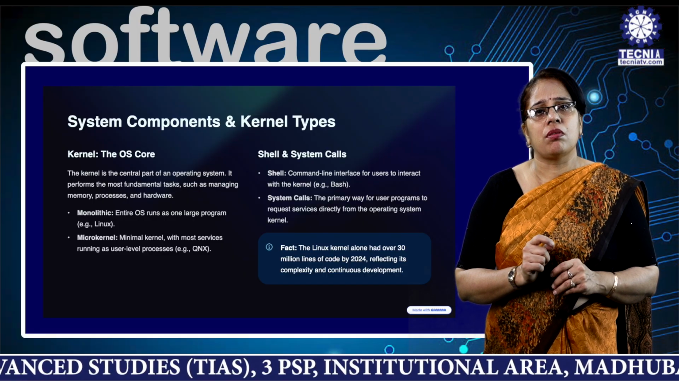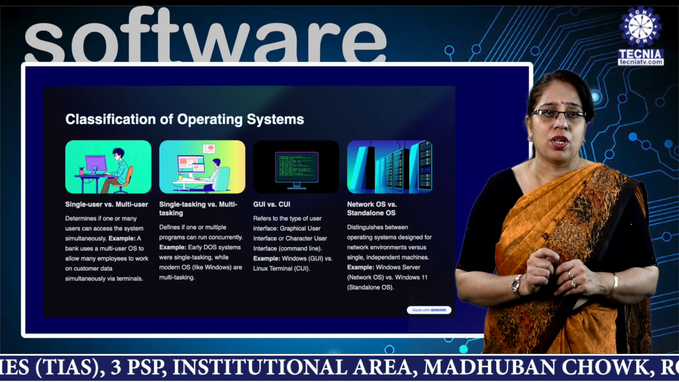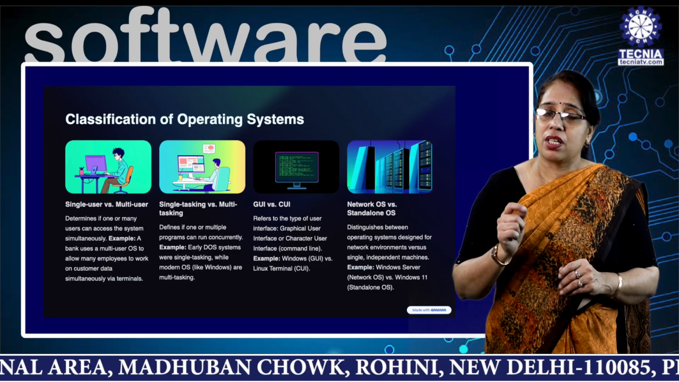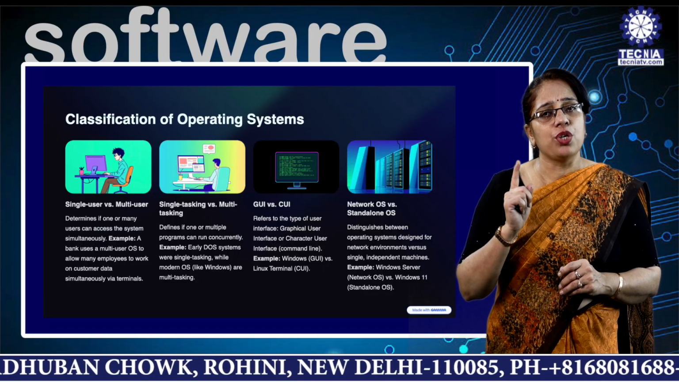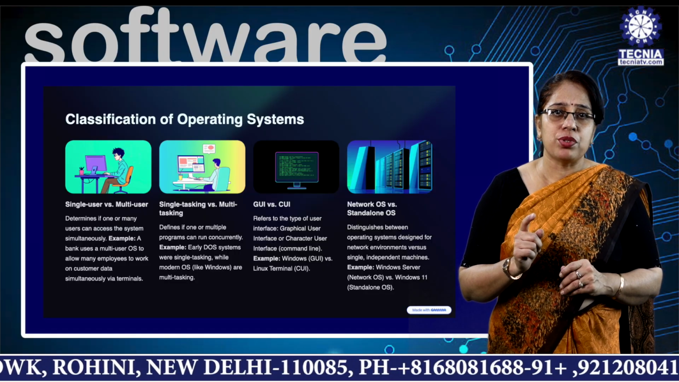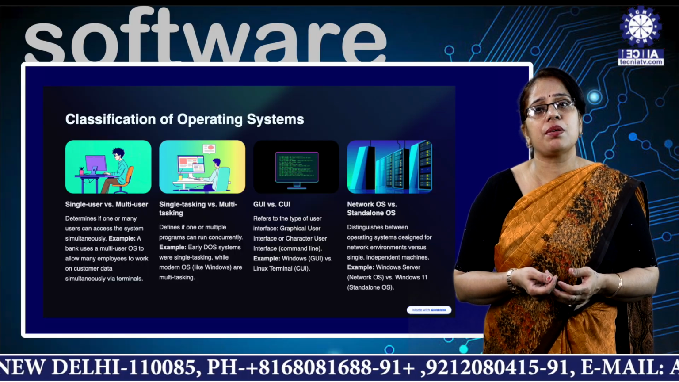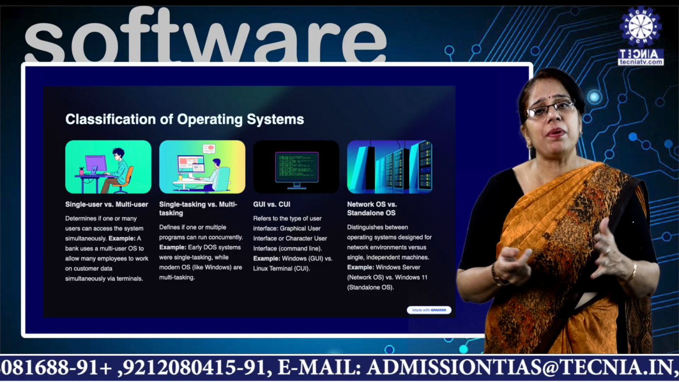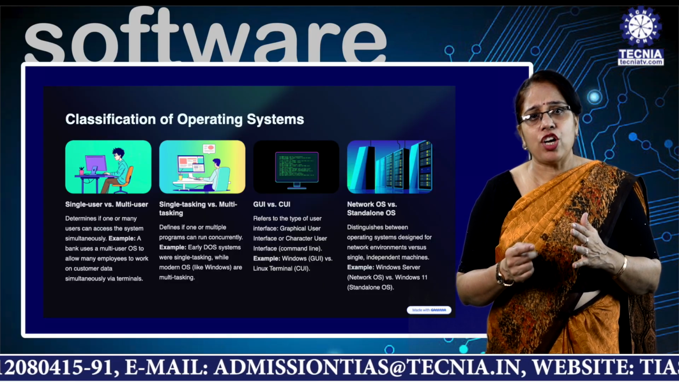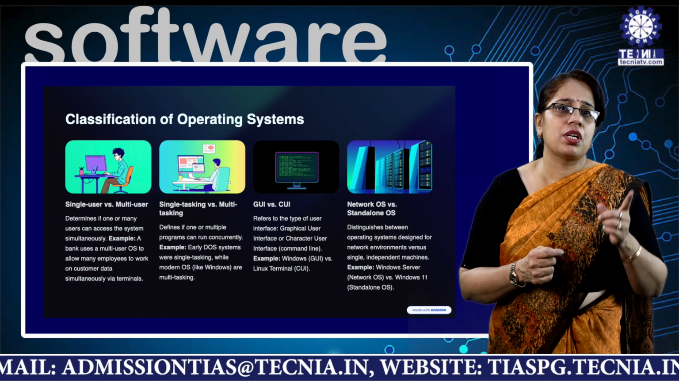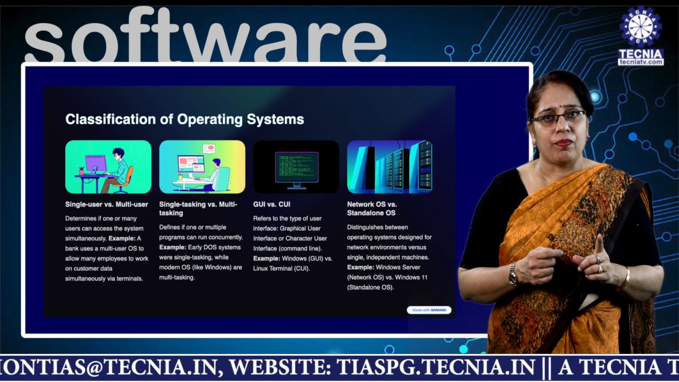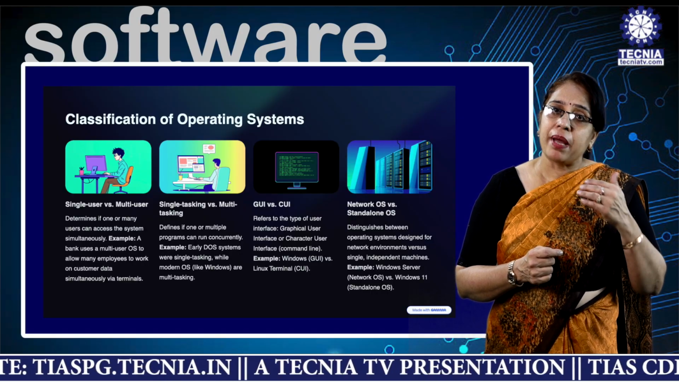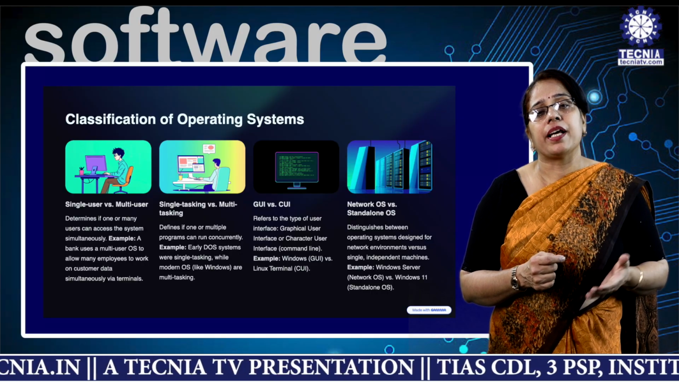Now let's talk about the classification of operating system. So on the basis of the users it supports, there are different types of operating system. Single user operating system, in which a single user is supported at a time. Multi-user, as the name suggests, many users are supported at the same time. Another type is single tasking. In this, multiple users cannot be supported, only a single user with a single task is allocated, right? So single tasking versus multitasking means in multitasking many tasks can be done at a time.